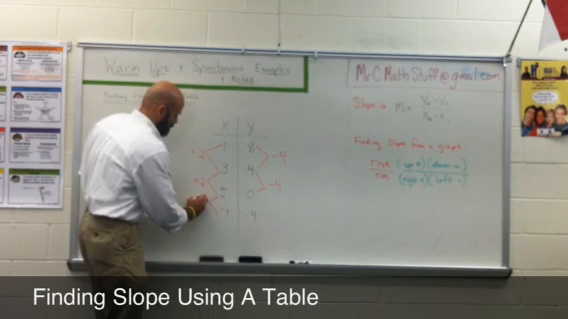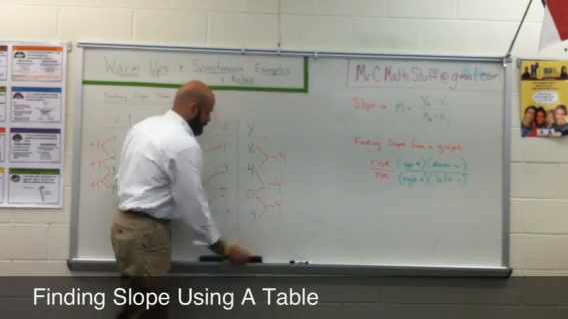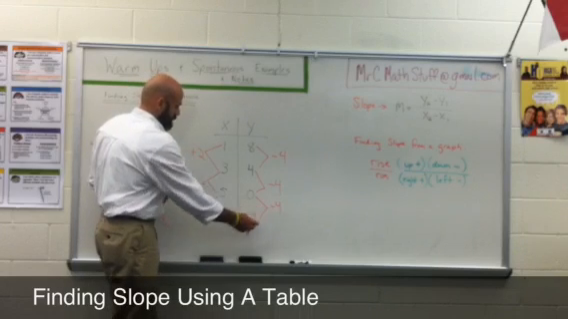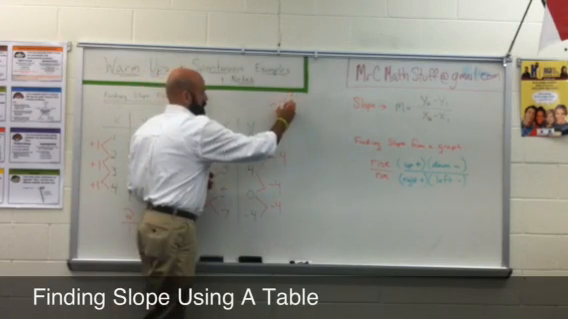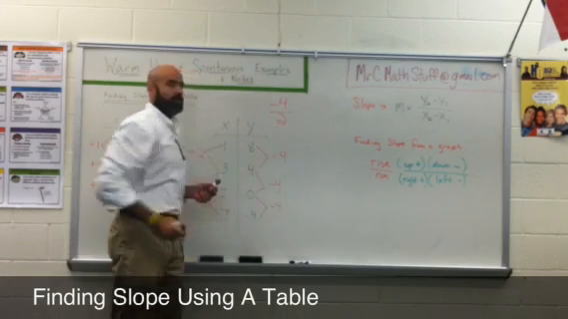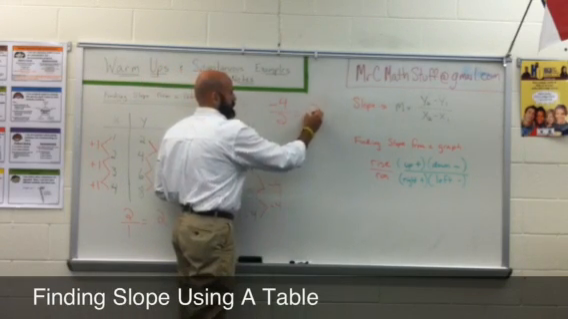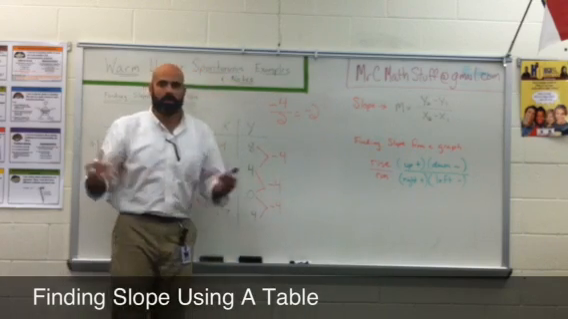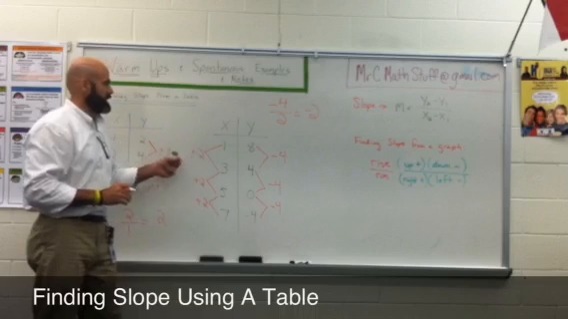The x value went up 2 here, and it went down 4 here. So my slope here is negative 4 over 2, which in simplest form would be negative 2. That's rate of change or slope, finding slope given tables.